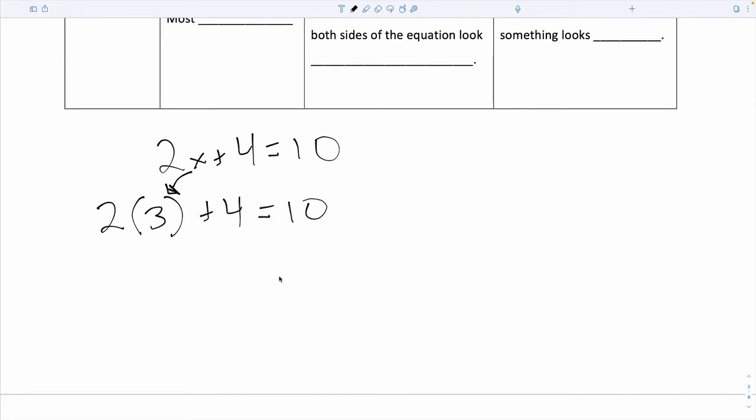What happens? 2 times 3 is 6. 6 plus 4 is 10. If that number makes the equation true, what do you notice? Turn and talk to your partner and go. Quick 20 seconds. What just happened with that final answer? When you put in the 3, what happened?